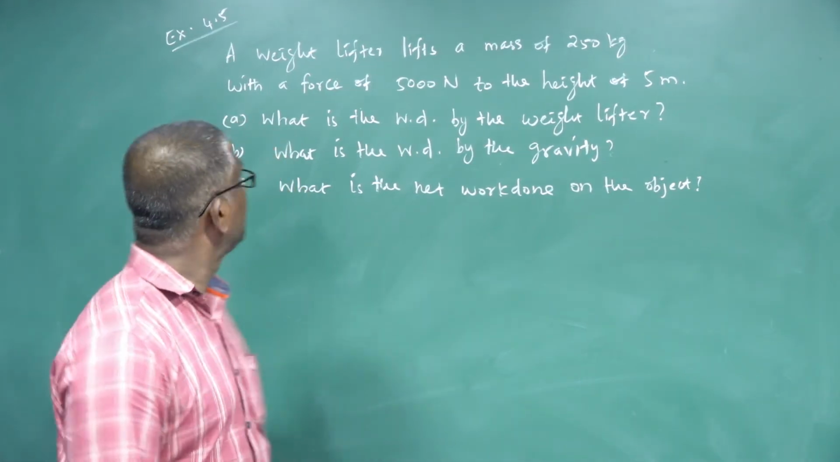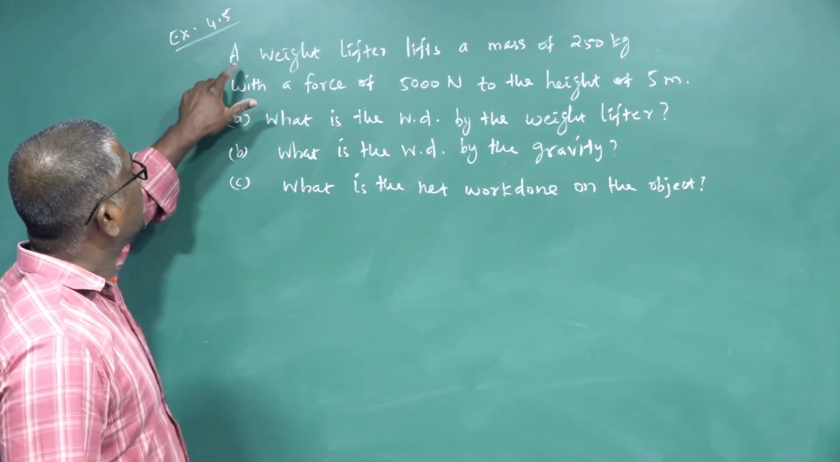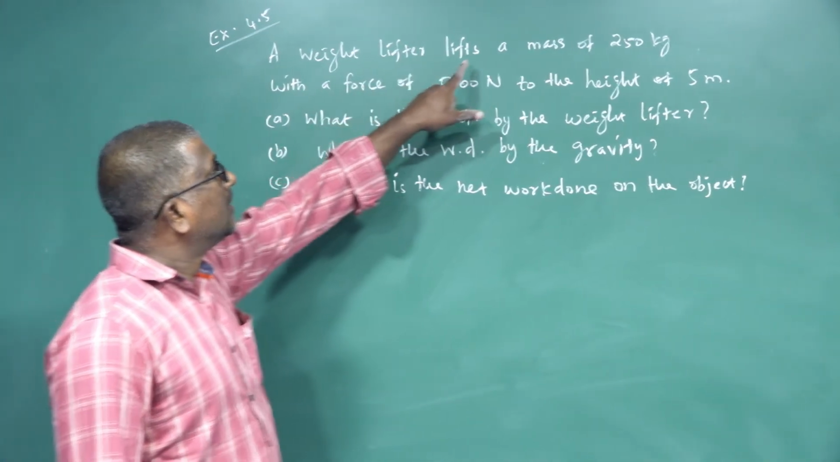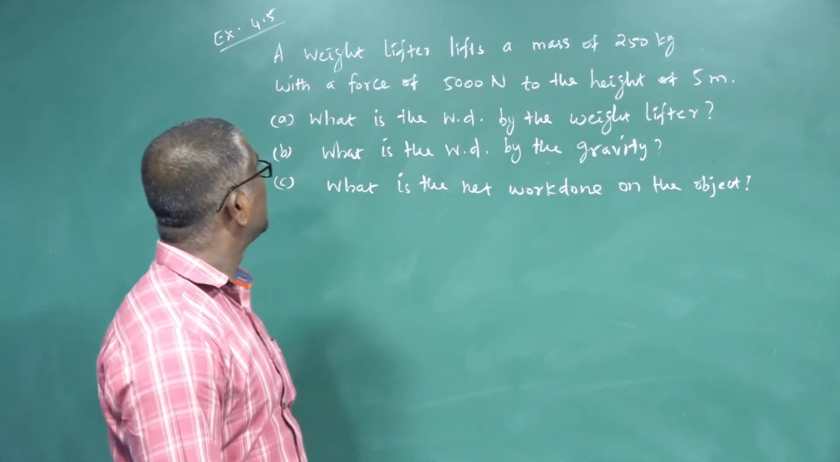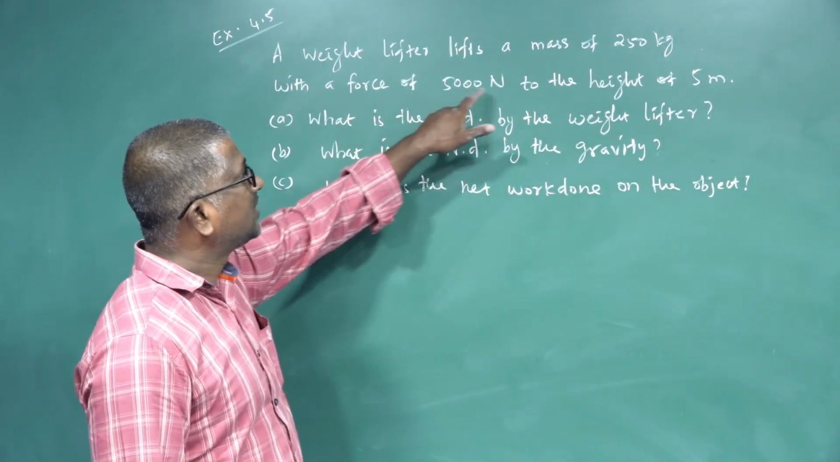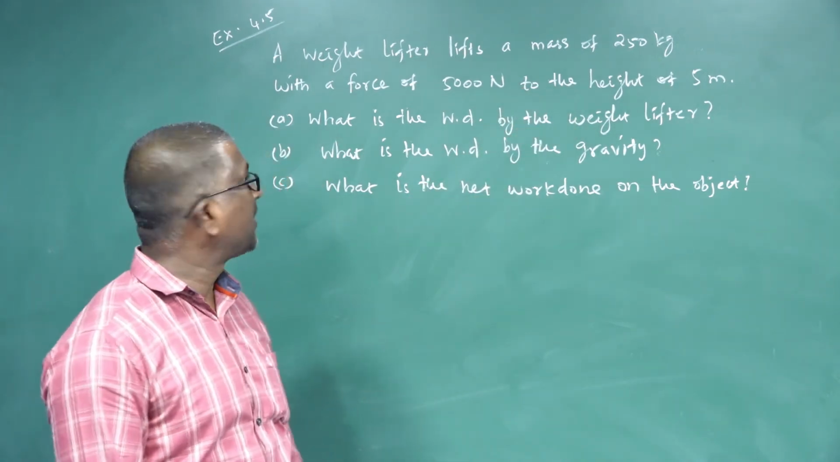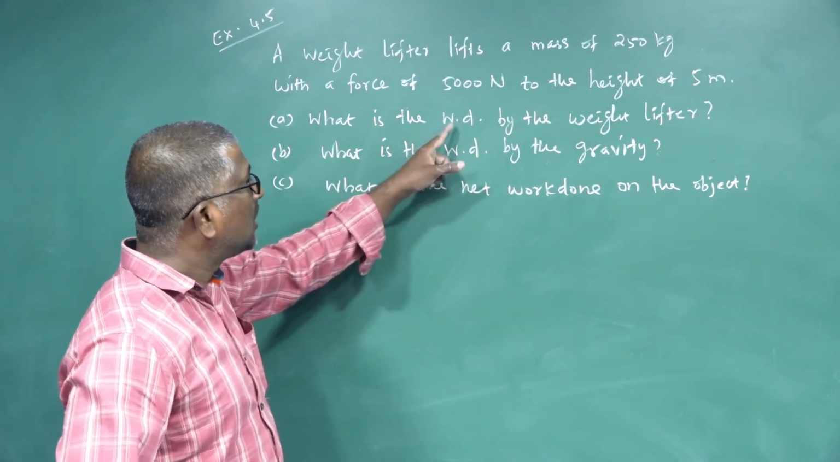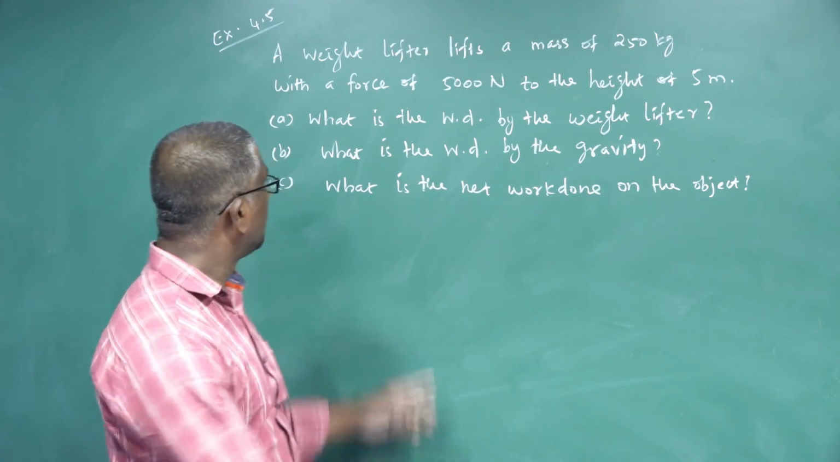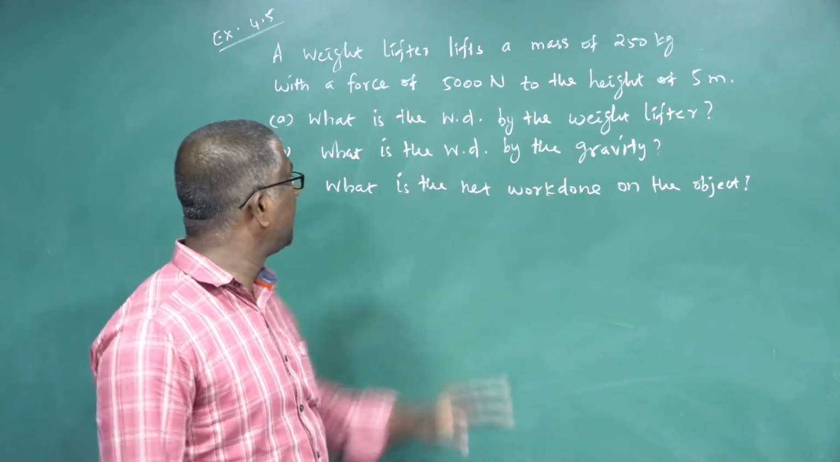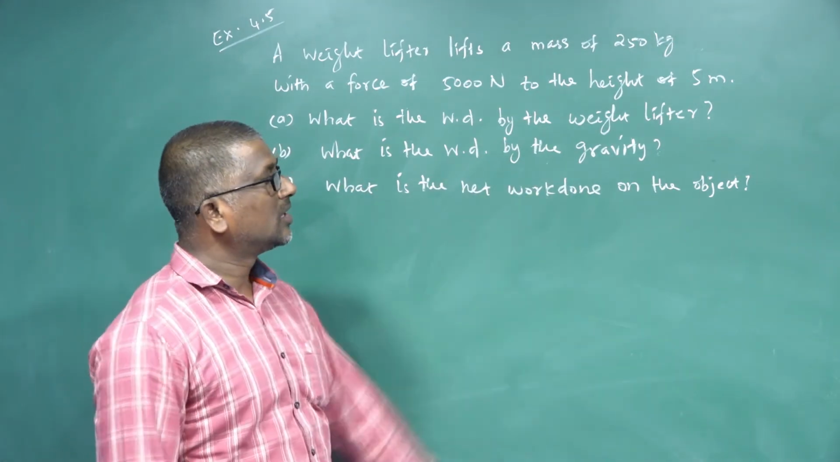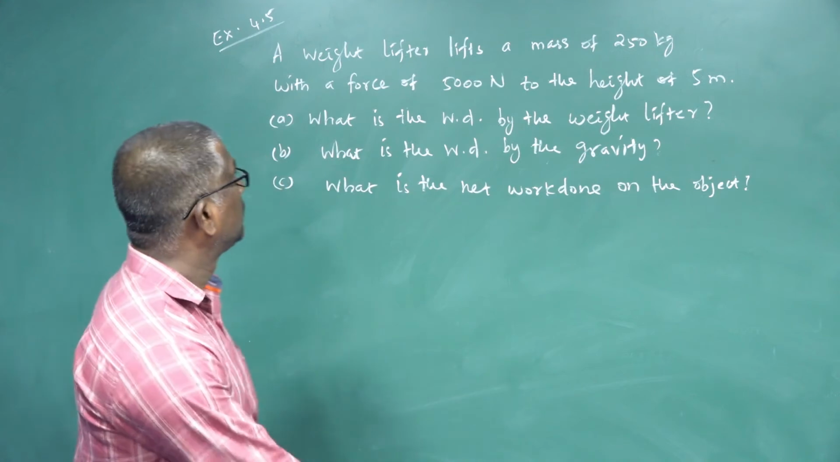Next and final problem, 4.5. A weightlifter lifts a mass of 250 kg with a force of 5000 Newton to the height of 5 meter. What is the work done by the weightlifter? What is the work done by the gravity? And what is the net work done on the object? We need to calculate.